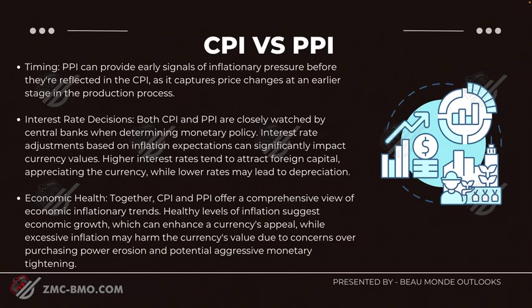From an economic health point of view, both CPI and PPI offer a comprehensive view of the economic inflationary trends. Healthy levels of inflation suggest economic growth, which can enhance the currency's appeal, whilst excessive inflation may harm the currency's value due to concerns over purchasing power eroding and potentially causing a recession and an aggressive monetary policy tightening.